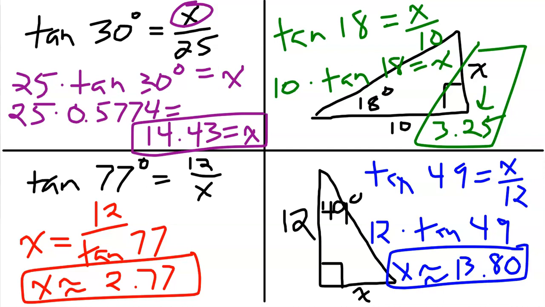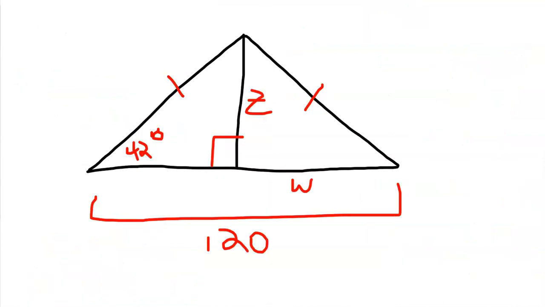Now we can also use the tangent to find angles and sides in more complex figures. So here we have 42 degrees, and we can see that z is the altitude in this isosceles triangle, and that w is one of the segments. We have a base that's 120, and we can do the same thing here using the properties of isosceles triangles, knowing that the altitude splits the base into two pieces. We're not going to do that here as a part of that video, though you're welcome to do it now as a part of practice. You're going to see that later.